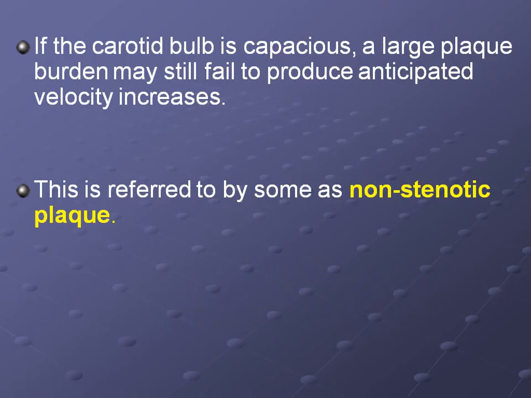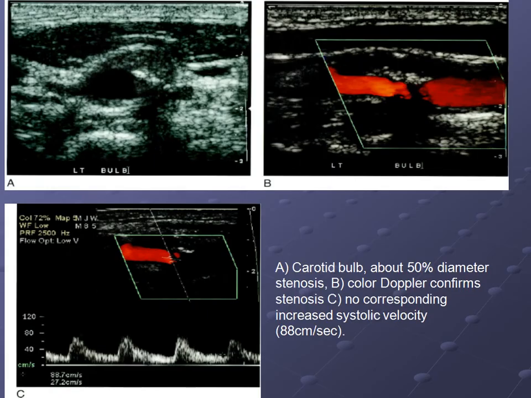Okay? If the carotid bulb is capacious, a large carotid bulb, there could be a large plaque that failed to produce a velocity increase. يعني you see a very big plaque, but the velocity is normal. Why? Because the carotid bulb is big. This is called a non-stenotic plaque. Big plaque at the carotid bulb causing no stenosis because the carotid bulb is big.